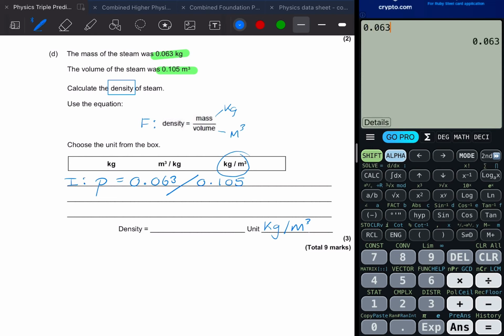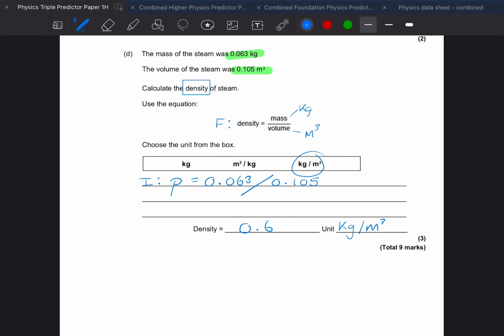So let's do that. 0.063 over 0.105 gives us 0.6. Again, just check it. Reading it backwards, 501.0, 360.0. It makes it less familiar, and it's easier to spot if you've done anything incorrect. So that's just the rationale behind that. So I've got 0.6 kilograms per meter cubed. And again, there's nothing about standard units or writing in a number of significant figures. So that will be absolutely fine.